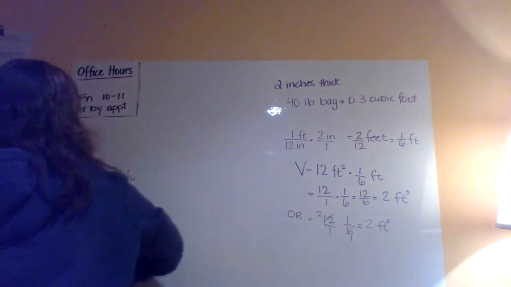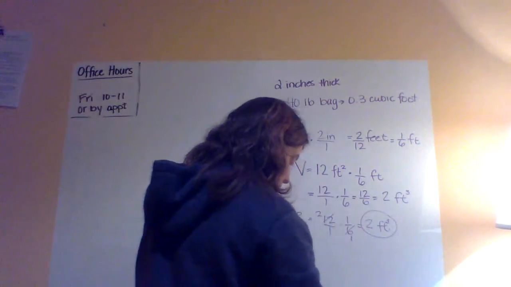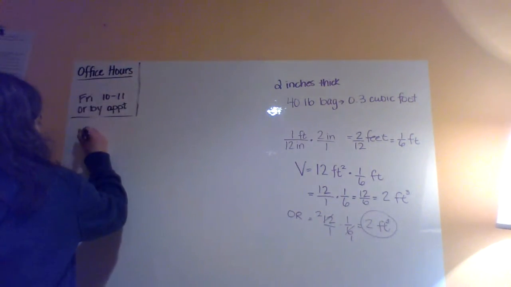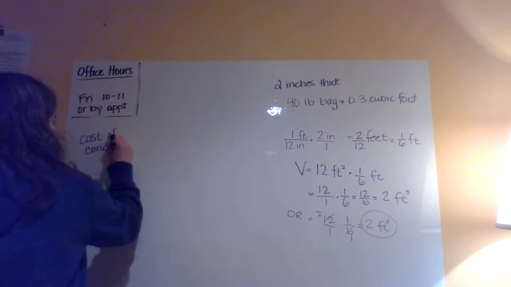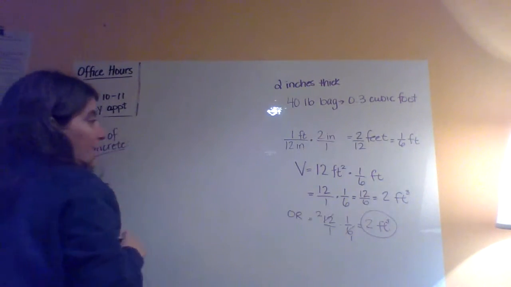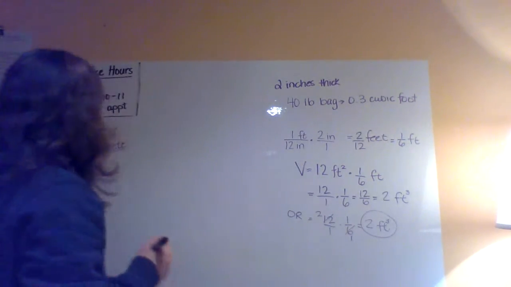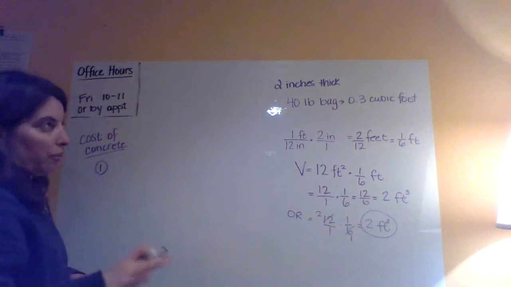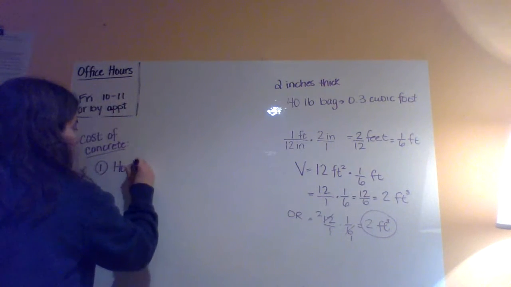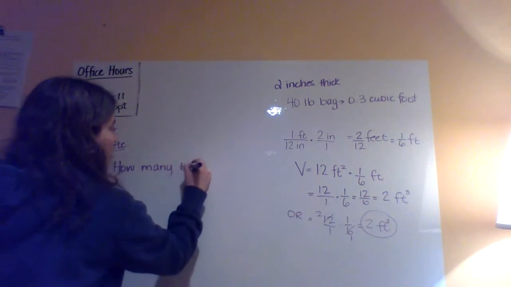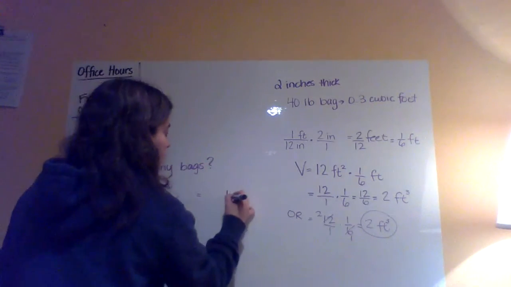Okay, so now that we have this, now that we know that our volume is 2 cubic feet, your job is to find out the cost of the concrete. Now in this case, you can figure out the cost, but there's a little bit of a subtlety here. So I'm going to first ask you to figure out how many bags do we need. Okay, so I want to find out how many bags of concrete.